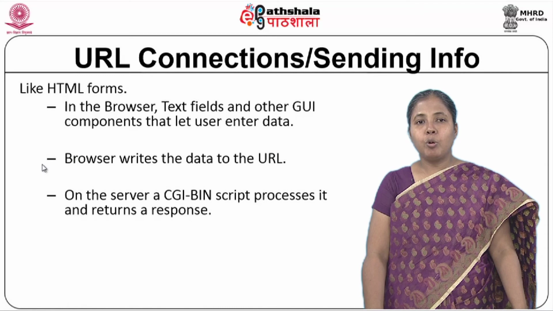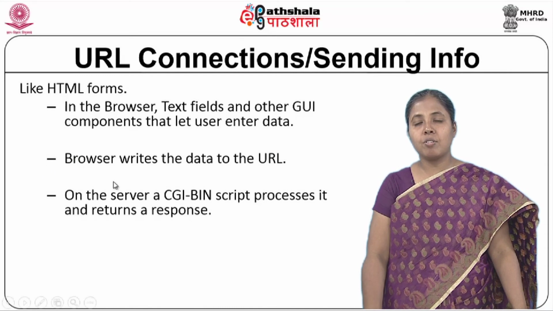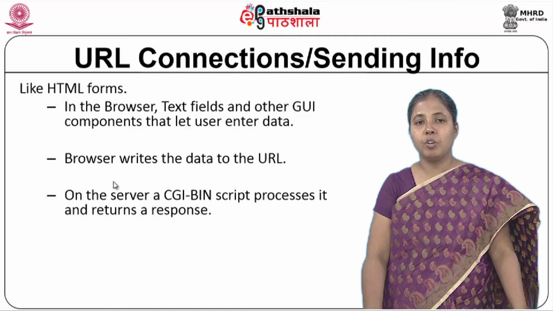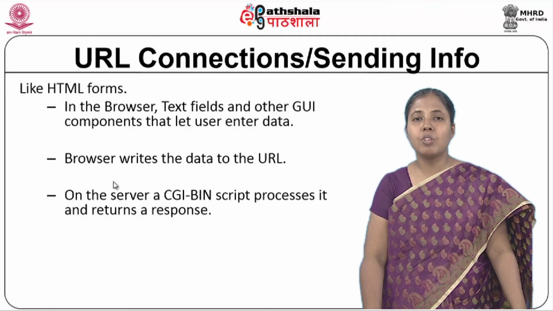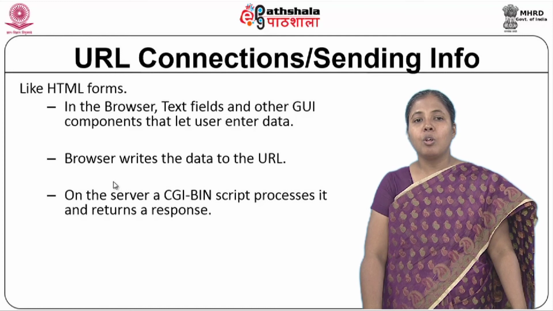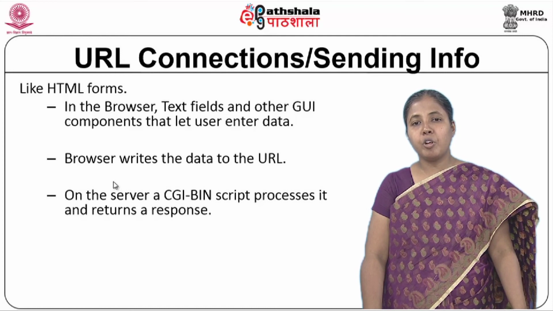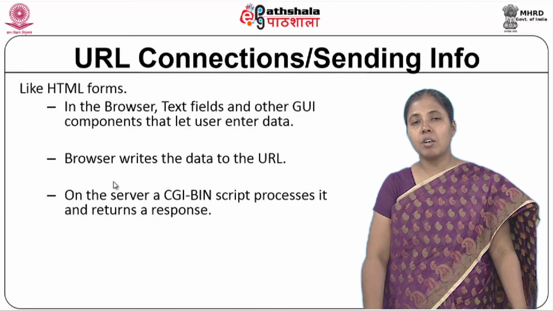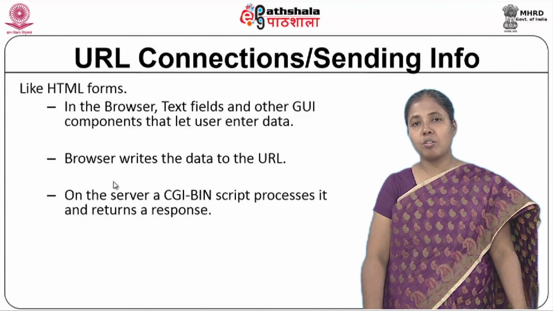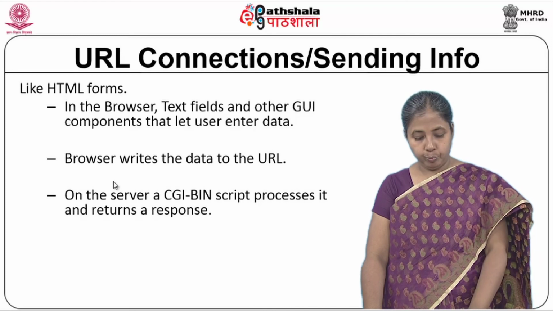Now, let us see how we make URL connections for sending information to a web server. For sending information in the browser, you will have some text fields or other GUI components where the user can enter some information, and the browser can write this information to the URL. On the server side you will have a script. We have not seen servlets before, but on the server side you can have a CGI script running that would process this request and return a response to the client.